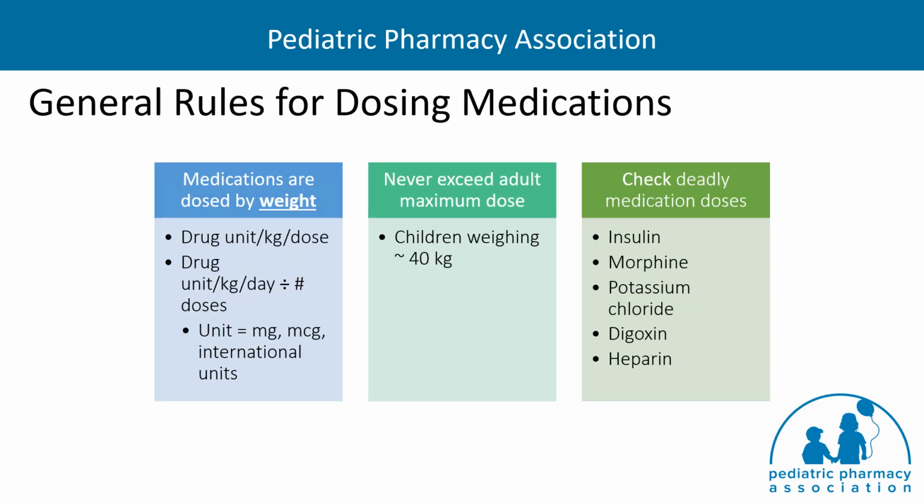In summary, there are a few rules for dosing medications which can help you. Weight-based dosing is the most common method. Do not exceed the adult maximum dose. So be cautious when you're calculating doses for patients that are 40 kilos and above. Always double-check doses of medications that can kill a patient with a simple miscalculation or a misplaced decimal point. I call these the 5 deadly drugs: insulin, morphine, potassium chloride, digoxin, and heparin. Always double-check those.